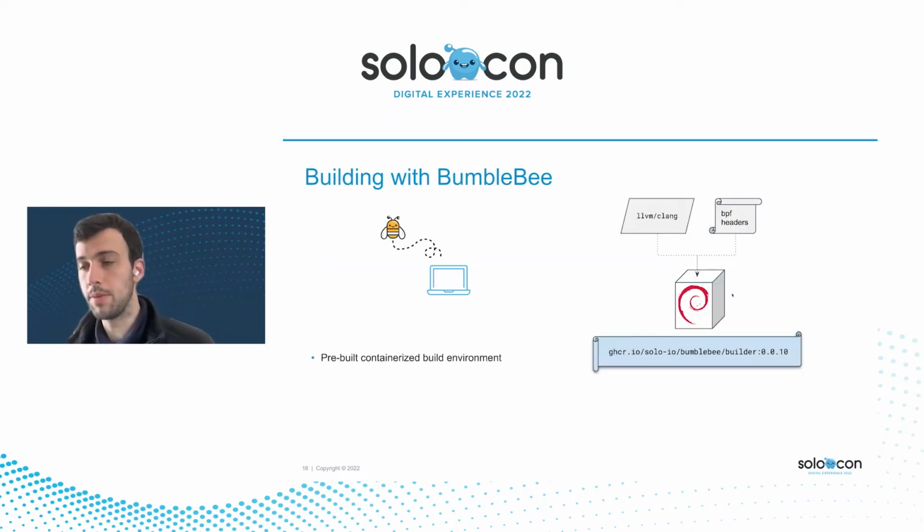So how does building with BumbleBee work? Well, as mentioned, we create a pre-built containerized build environment. So we take LLVM, Clang, that whole toolchain, as well as the BPF headers and all the information that is needed to compile your program into BPF code. And that is stored in our registry at GitHub registry /soloio/bumblebee/builder. This particular release is from 0.10, but we will release a new version of it with each version of BumbleBee. And when you run bbuild, as we'll talk about in a second, it'll automatically use that image.